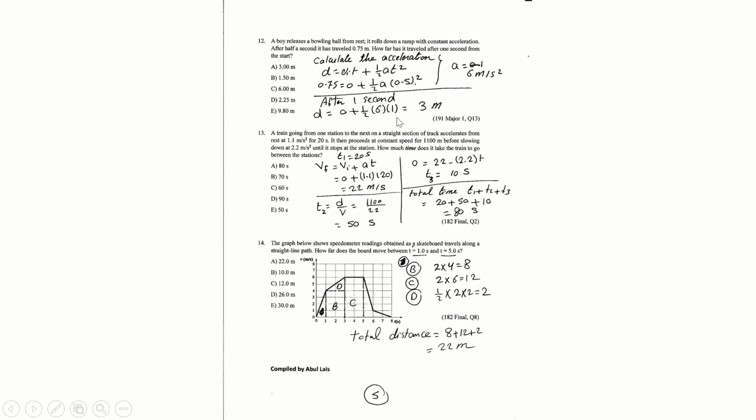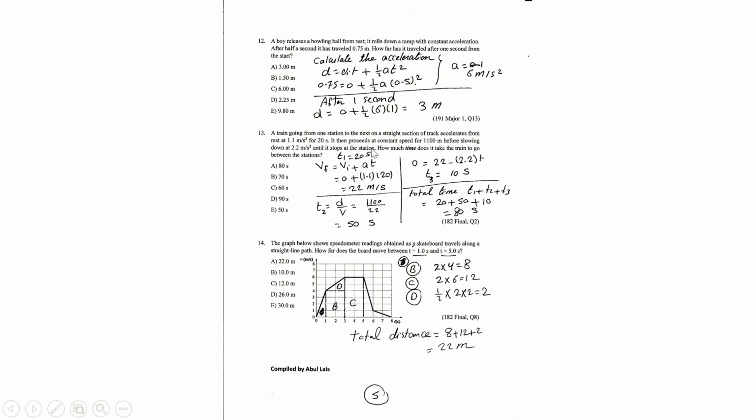So what if I need to find the distance not after half a second but after 1 second? In this case I can just reuse the equation d equals v initial t, again v initial is 0, plus half times the acceleration, which is now known, 6, multiplied by 1. That gives me 3 meters. This is very straightforward. Now let's move on to number 13, and it says that a train going from one station to the next on a straight section of track accelerates from rest at 1.1 meters per second squared for 20 seconds.